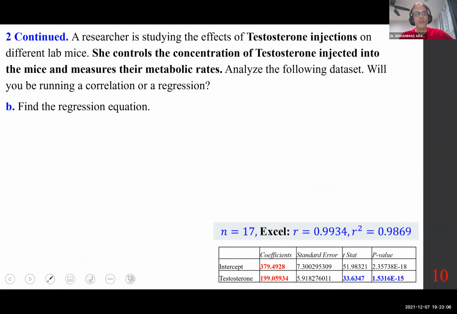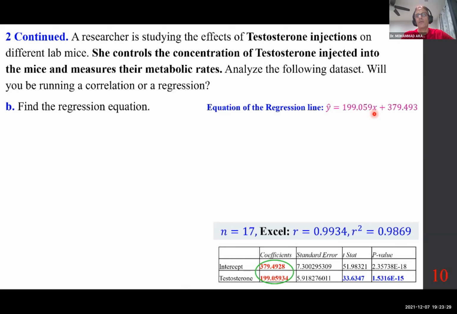We are looking at the same question. The next part is asking for the regression equation. So let's see if we are given that. Take a look at what the technology gave us. That's the intercept. So clearly, y hat is 199.059x plus 379.493. Technology gives us everything we need.